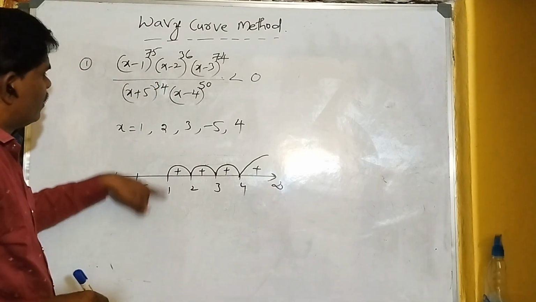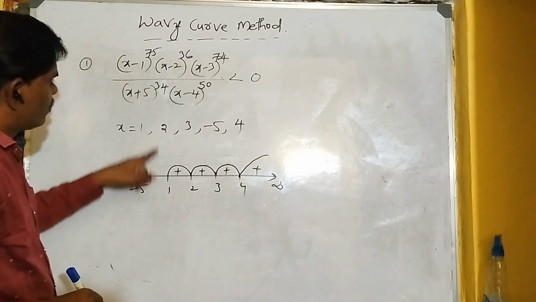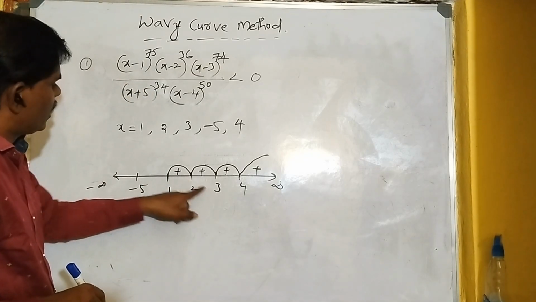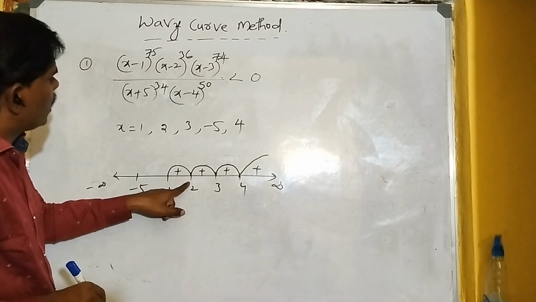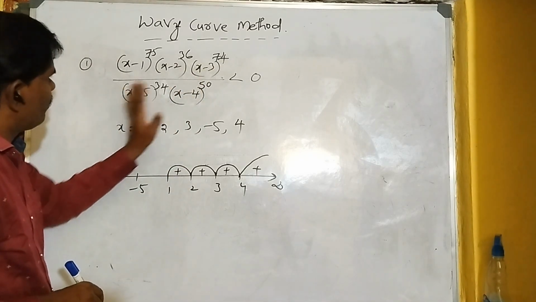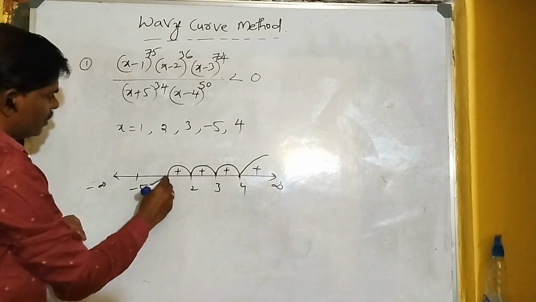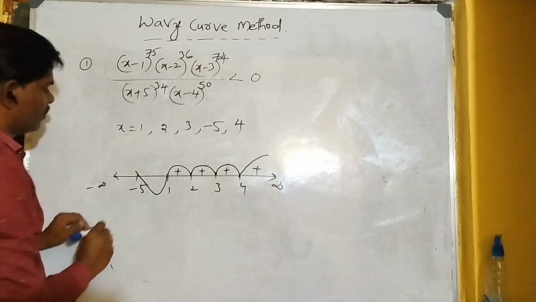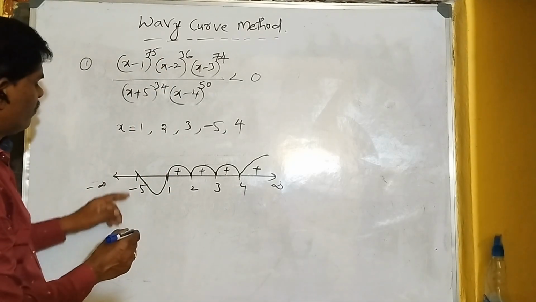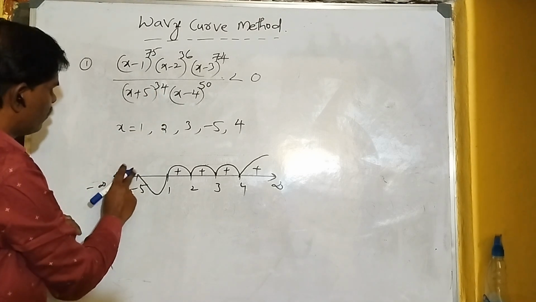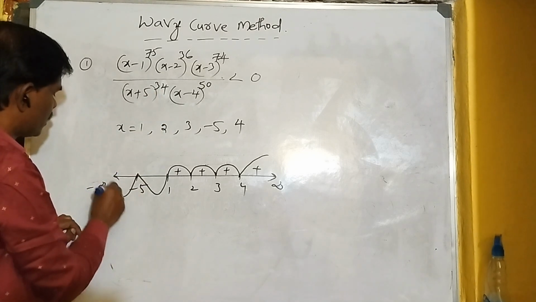Plus. Next, another one, 2 or 3. 3 plus. 2 also. 3 also an even number. This is minus 1, power 75. 75 means the curve changes. Next, minus 5, power 34. 34 means it does not change.